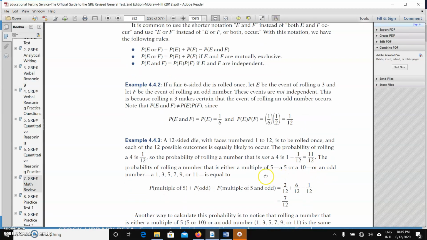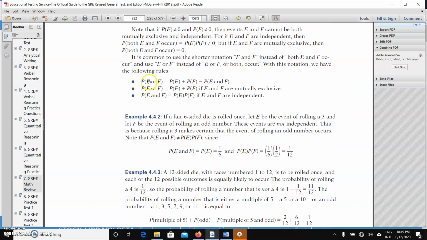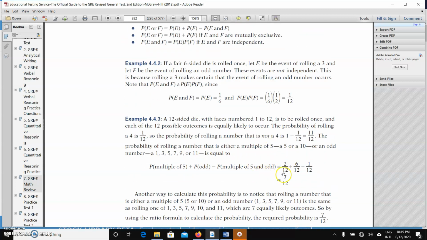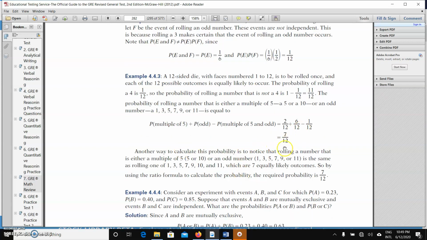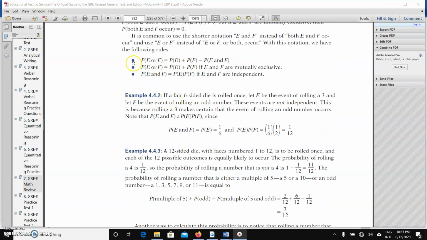Now, since these 2 numbers, they didn't tell us that they are mutually exclusive. They did not tell us that. So we use this first formula, and this is minus the probability of 5 and an odd number, which is 1 over 12. Now, I think it's very, very important for me to explain that to you. Now, for the odd number, we use this formula.